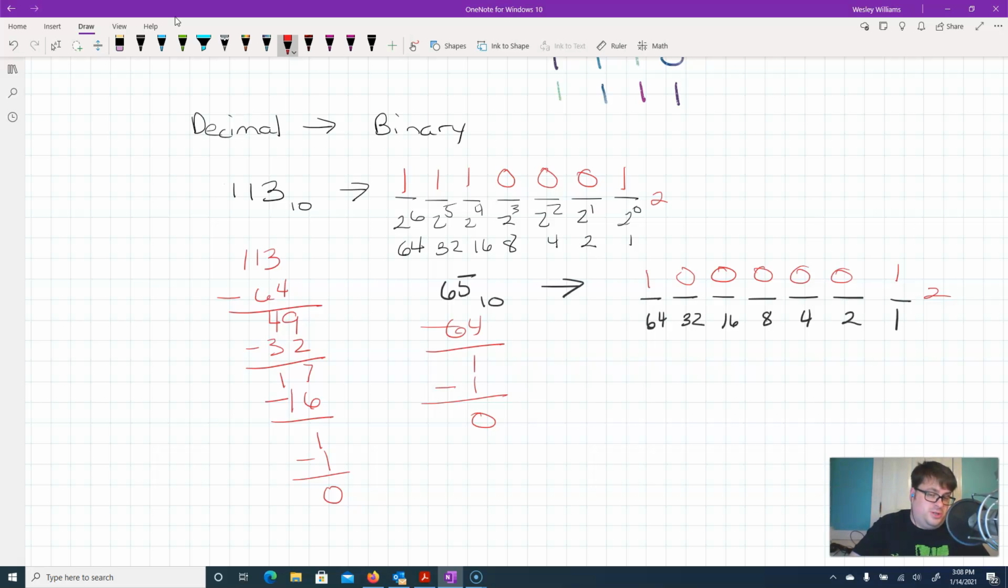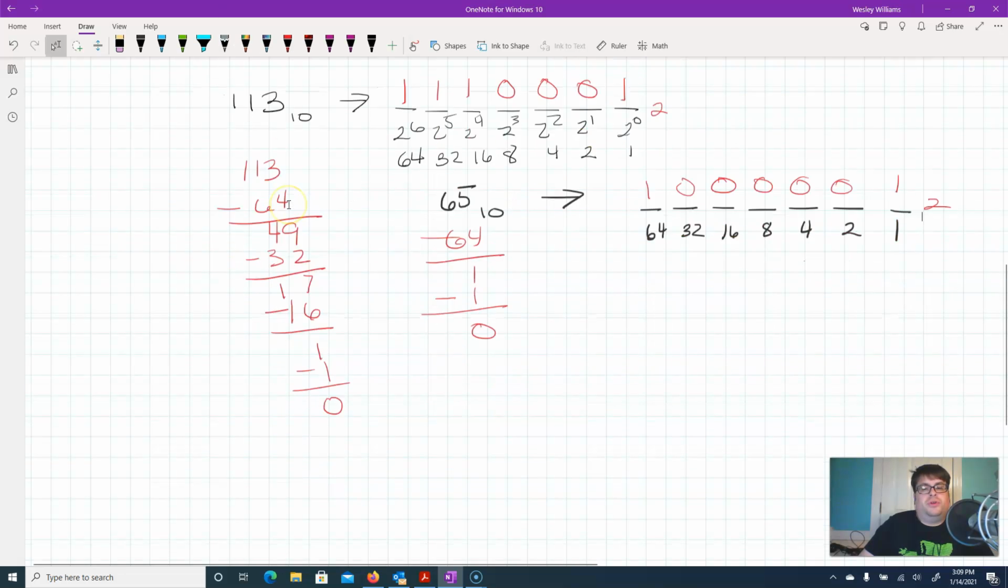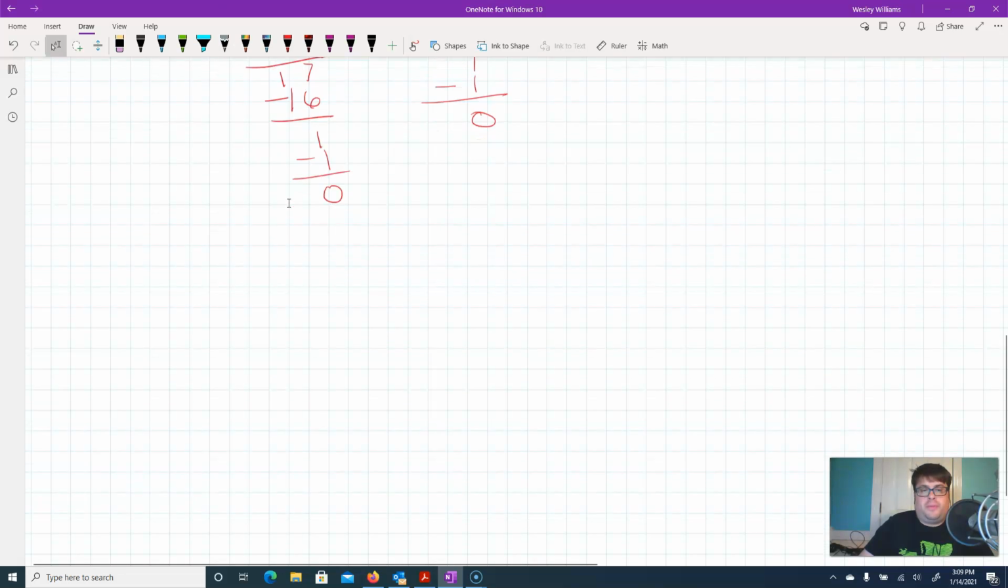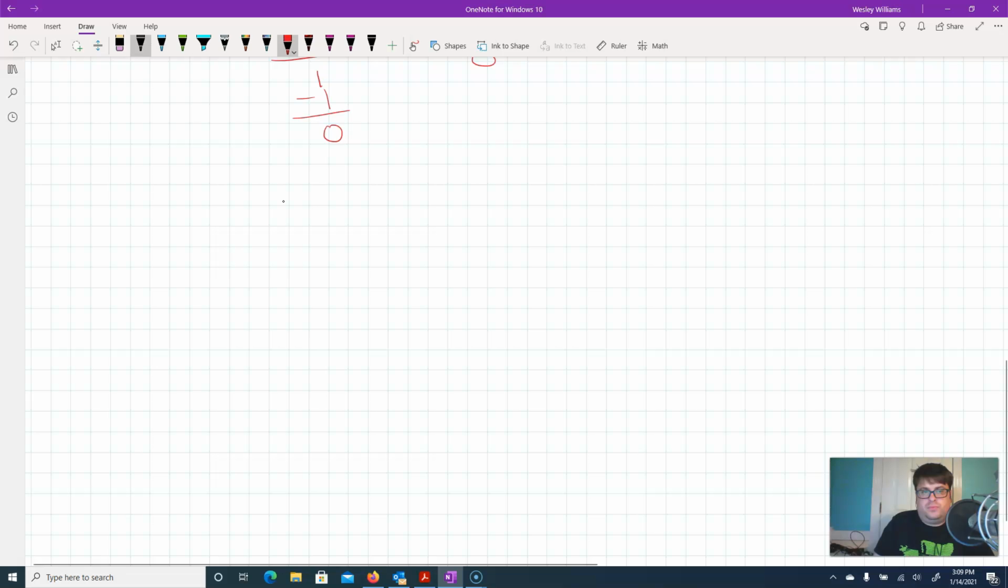So that is much simpler. But you can see how the process works. And that process works rather well. Again, you just want to start with the place value that is the largest before going over the decimal number you're trying to convert. So there you go. Pretty straightforward. Let's go the other way, though.